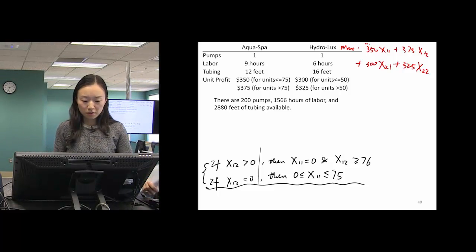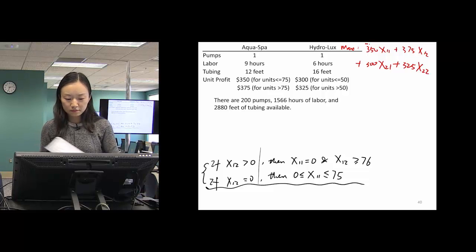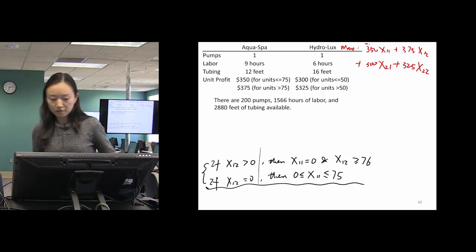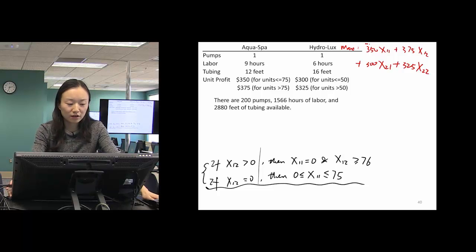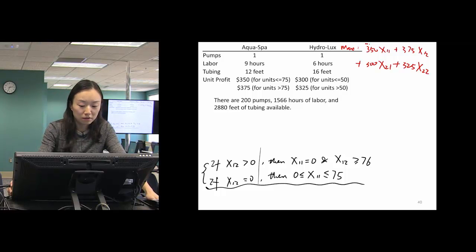Second line seems like you can link with a binary variable, similar to what you are doing right here. I just remind you guys, the thing that you can link to, you just work on it. Which part? 0 less than or equal to x11 less than or equal to 75.